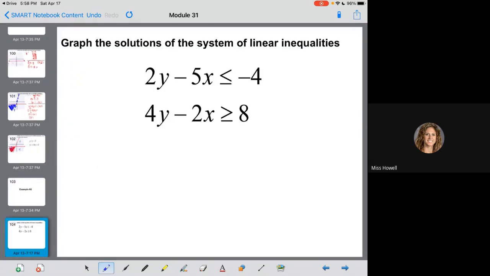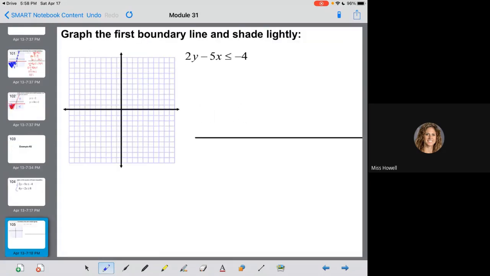I want to solve this system that's created with the 2 linear inequalities. 2y minus 5x is less than or equal to -4, and 4y minus 2x is greater than or equal to 8. All right, let's start with that top one. I'm going to put in our equal sign. So 2y minus 5x equals -4. All right, we have standard form. I'm going to go slope-intercept, but we could use intercepts here. Where we have 2y minus 5x, we're going to add 5x, equals -4 plus 5x.